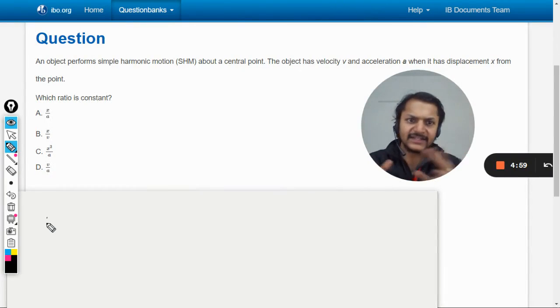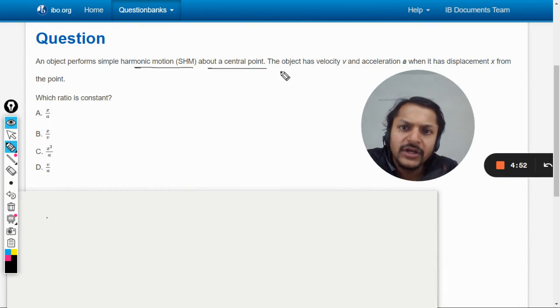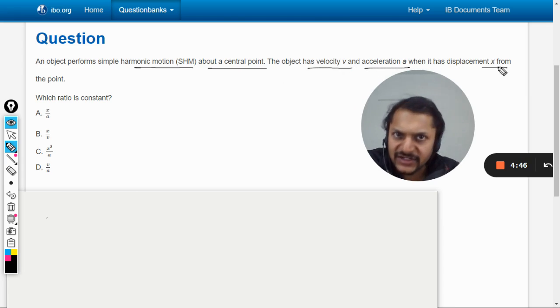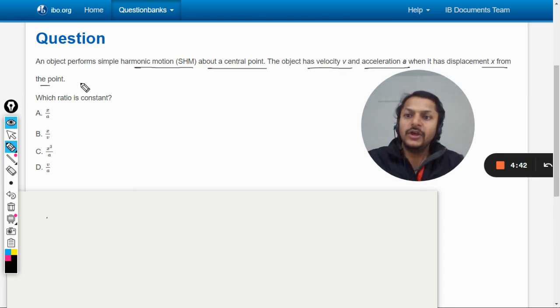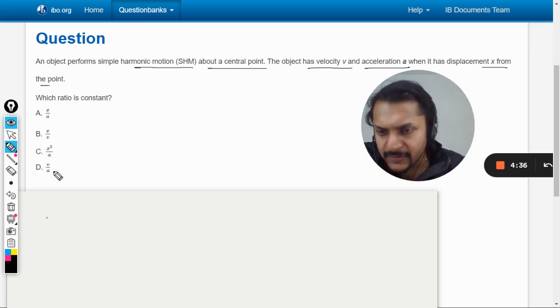Okay, dear students, let us see what is there in this question. An object performs a simple harmonic motion about a central point. The object has velocity v, acceleration a, when it has a displacement x from the central point, from the mean position. Which ratio is constant? Okay, so whether it will be x by a, x by v or something.